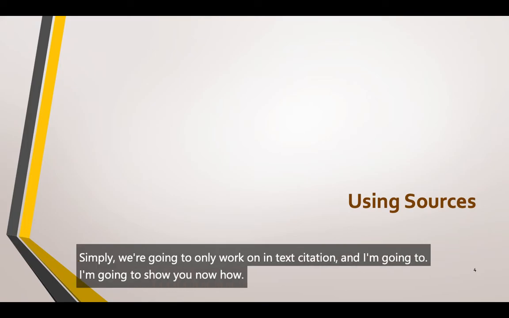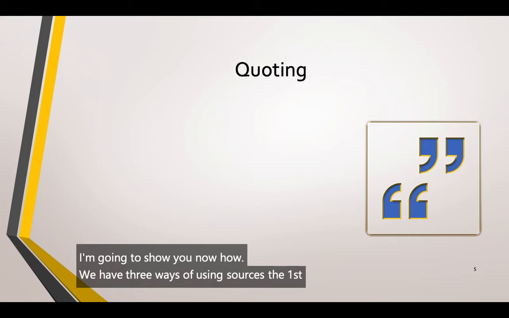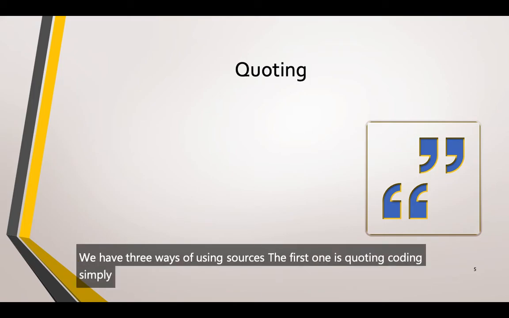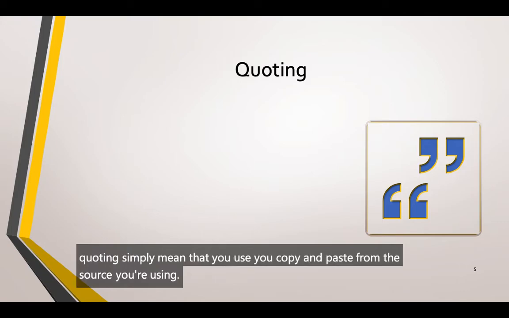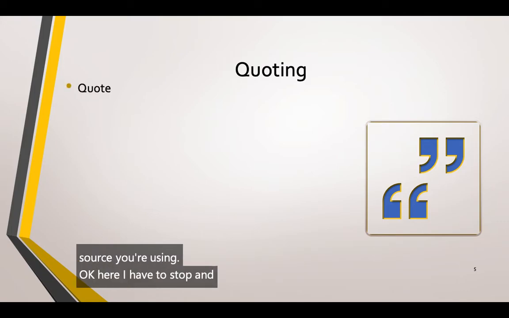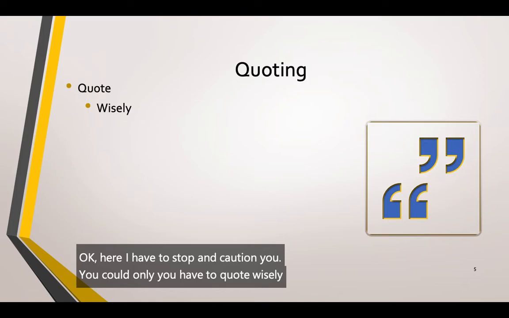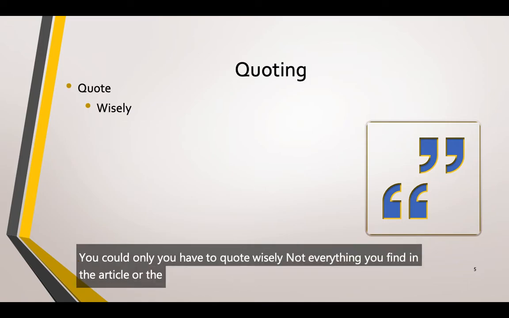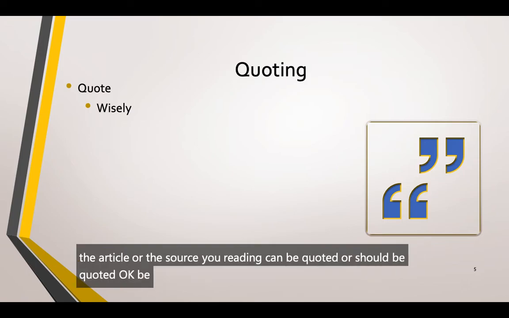We have three ways of using sources. The first one is quoting. Quoting simply means that you copy and paste from the source you are using. Okay, here I have to stop and caution you. You have to quote wisely. Not everything you find in the article or the source you're reading can be quoted or should be quoted, okay? Be very specific, be very wise about which words are very significant to use as is, okay?